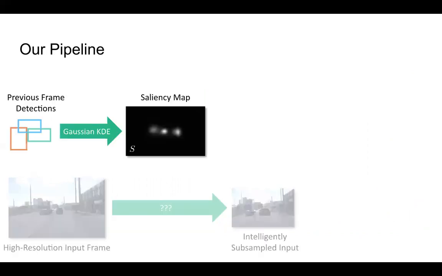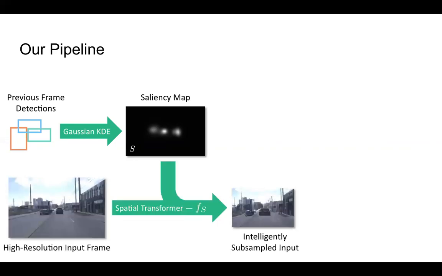First, the salient image regions are computed using the locations of detections on the previous frame, which is a strong prior for object locations on the current frame. The warp is then guided by the saliency map, which is a heat map representation of this prior, constructed using Gaussian kernel density estimation on the set of centers of those previous detections.